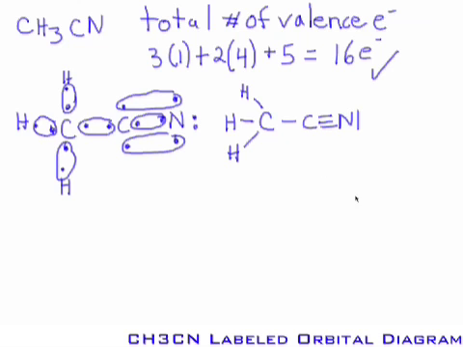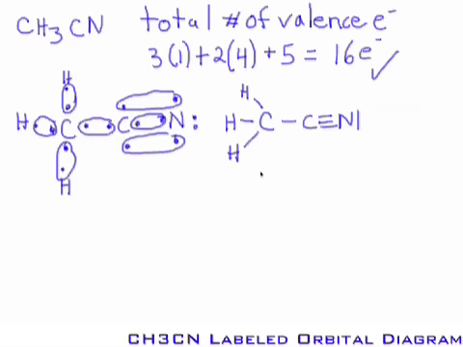Now what I want to do is go back to my model and notice we were missing a lone pair and we had a triple bond here. We're missing the lone pair and we want to make a labeled orbital diagram of this. So this is really what we need to be able to draw the labeled orbital diagram. We need that lone pair.